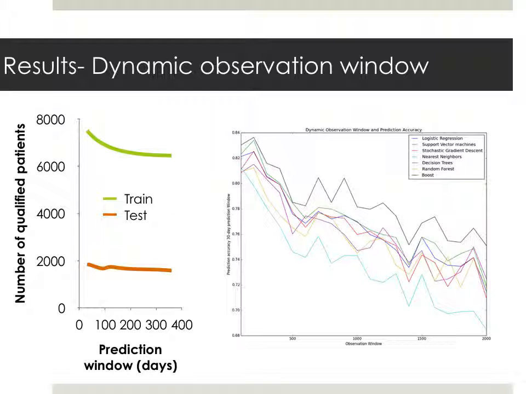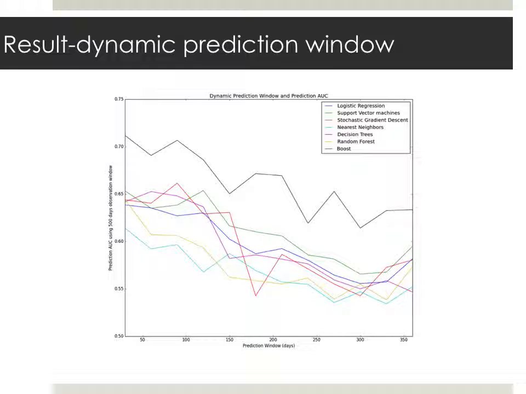The reason is that fewer patients are involved in the prediction window, and the ratio between train and test actually decreased, and that caused this. For the dynamic prediction window, the AUC actually decreased along with the increase of prediction time, which means it's getting less sensitive when we try to predict things that are too far in the future, which makes sense. And still, AdaBoost has the best result.